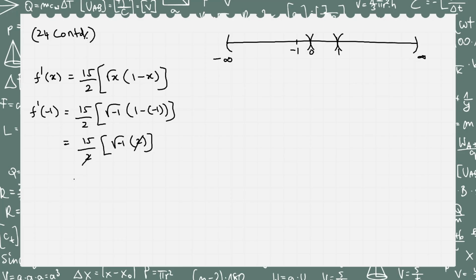These two 2's will cancel. So 15 into root of negative 1. So this is giving you one imaginary value. So we cannot say whether this is bigger than 0 or lesser than 0. So we cannot consider the interval minus infinity, 0. So it cannot be determined.